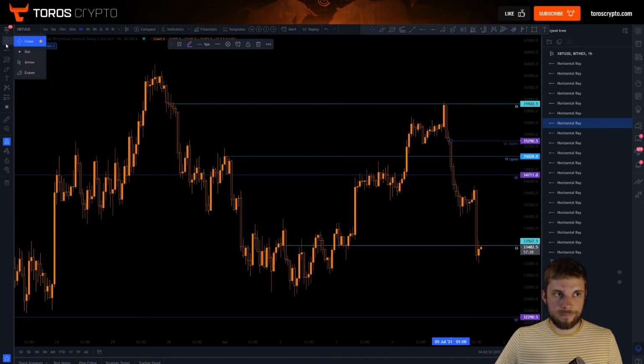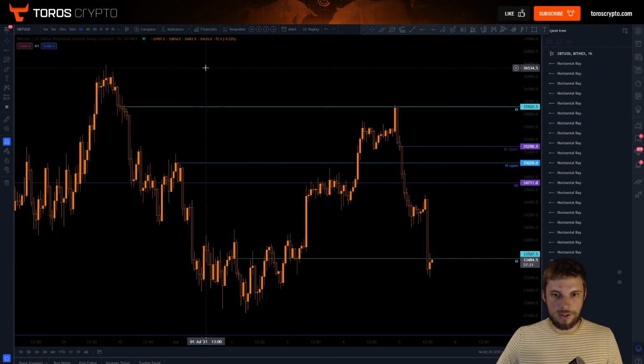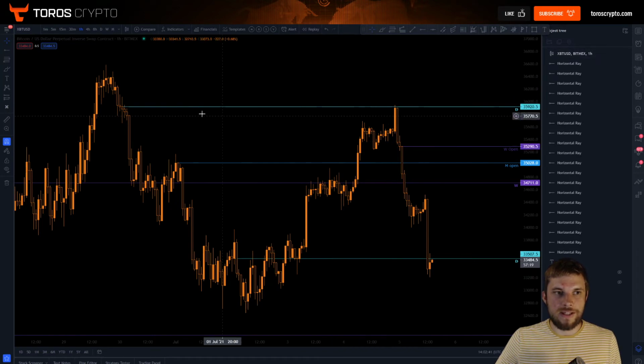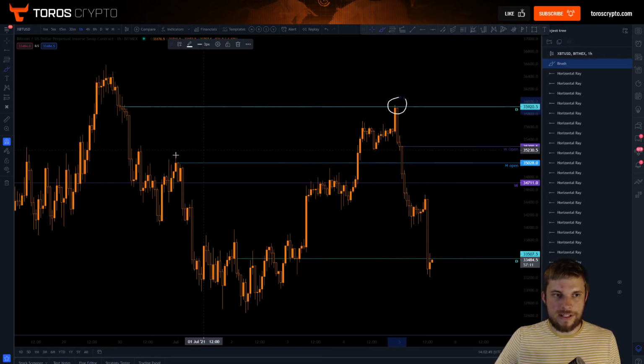So today, just in one day, you can see how price has reacted already to two levels. First of all, last night, where did price go? Came straight up into a daily level that had not yet been tested. So this level here, you can see this level was formed on the daily open of the 30th of June.